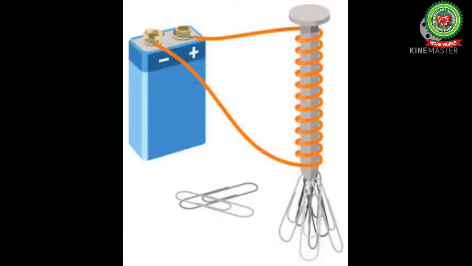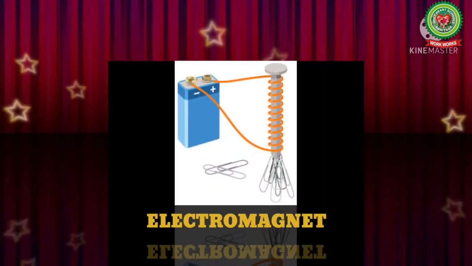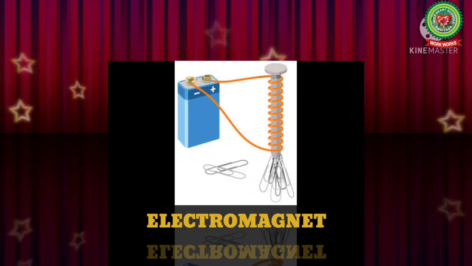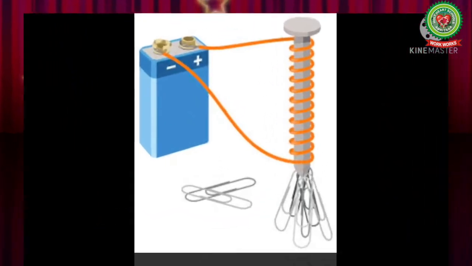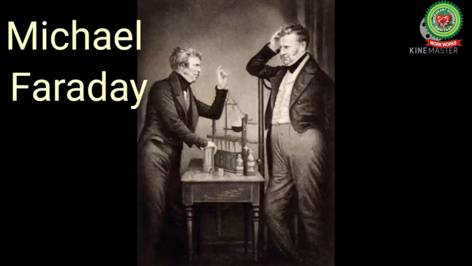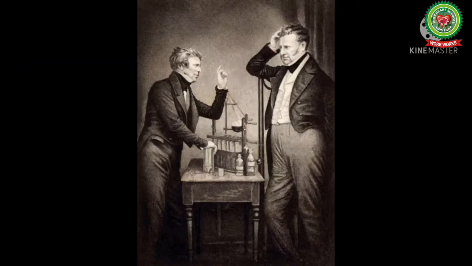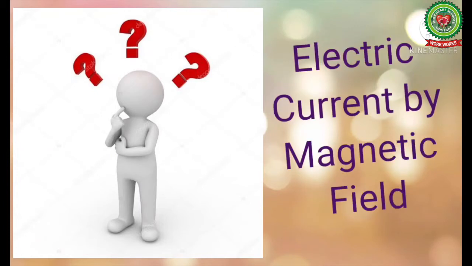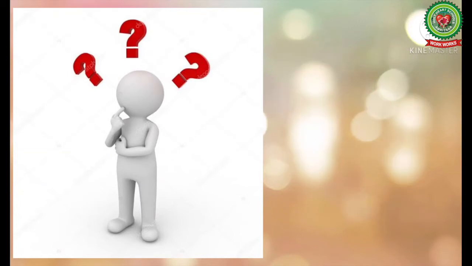Students, we have read that when an electric current is passed through a conductor, a magnetic field is produced around the conductor, as in the case of an electromagnet. In an electromagnet, when current passes through the coil, it produces a magnetic field around this coil. There was a scientist, Faraday. He thought that since a magnetic field is produced by an electric current, is it possible to produce an electric current by a magnetic field?